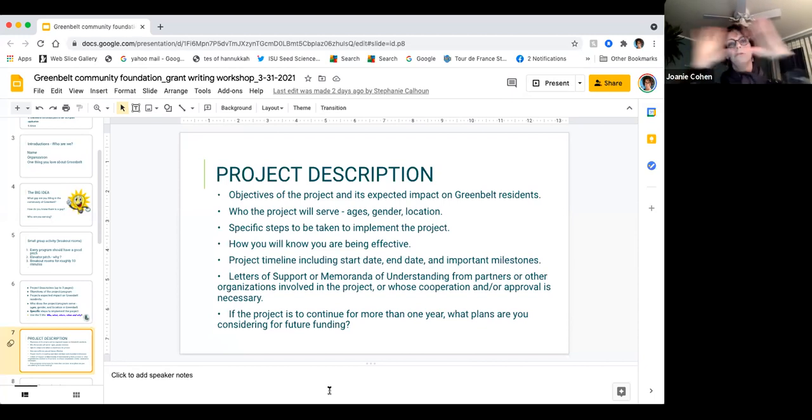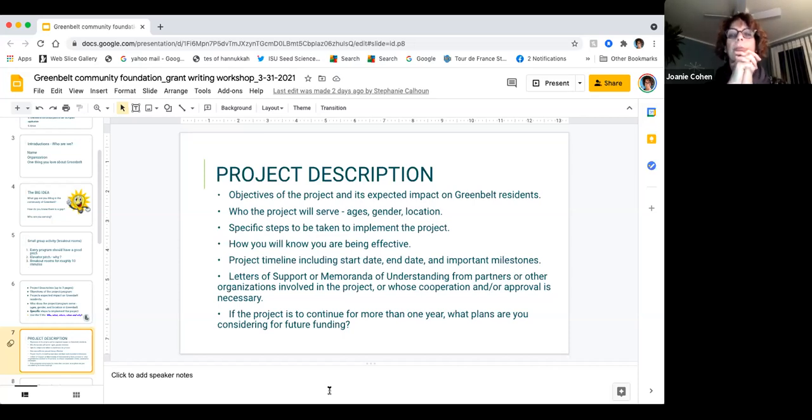So we really do need you to paint a picture of your program so that the people looking at all these different applications can understand enough to want to fund it. That's where the wording and making it concrete and making it interesting is important.